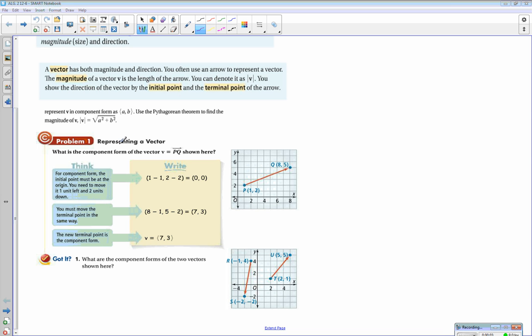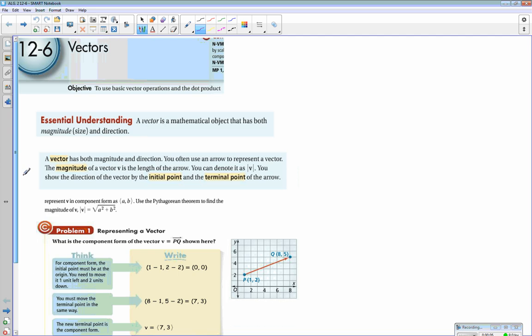All right, so we are talking vectors. This is chapter 12, section 6, vectors. Our learning objective is to use basic vector operations and the dot product.